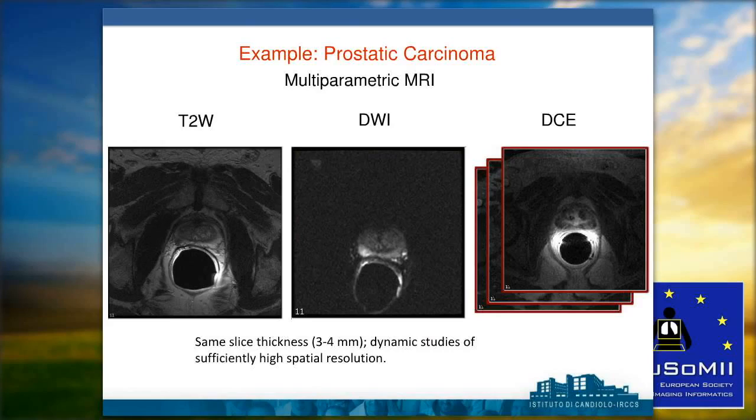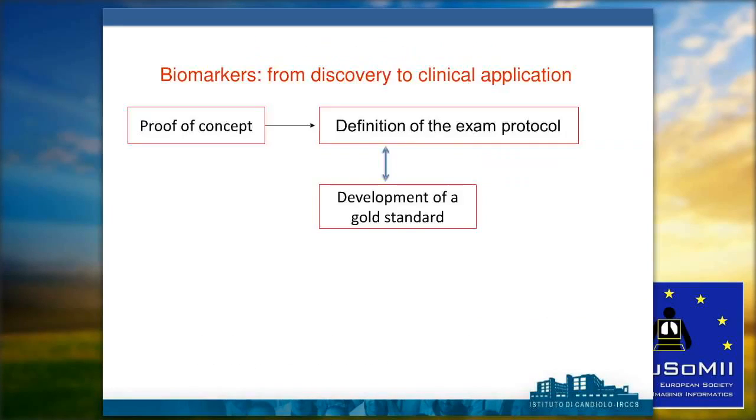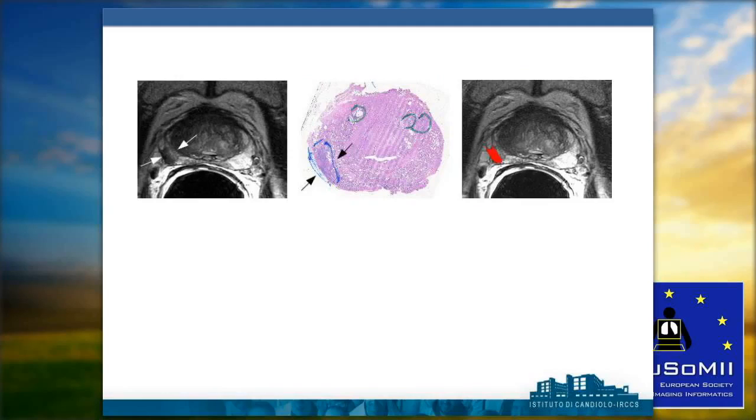the diffusion weighted image and the dynamic contrast have to have the same slice thickness. And for example, the dynamic study has to have a sufficiently high spatial resolution so that you can get accurate time intensity curves. Then we have to develop a gold standard. Again, how do we go through this? We had to perform MRI on lots of patients.